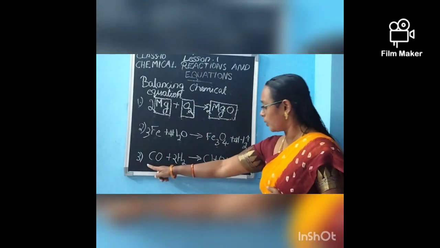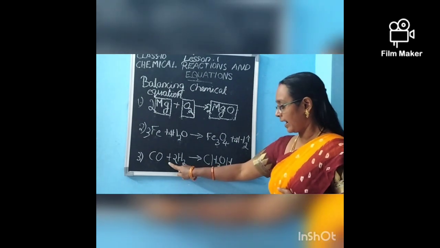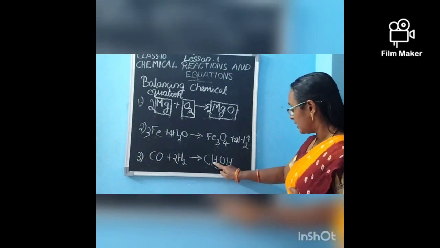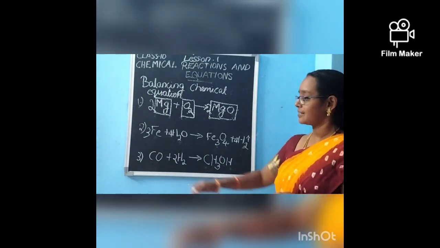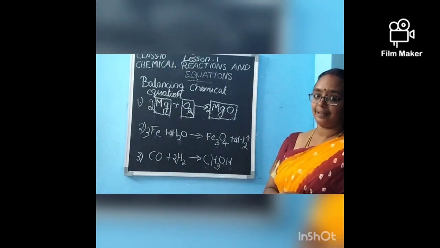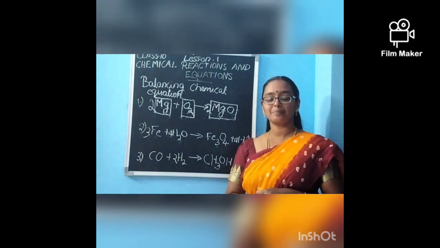So what happens? How many carbon now? 1, 1. Oxygen 1, 1. Hydrogen 2 into 2, 4. Here 3 plus 1, 4. Now the chemical reaction equation is balanced. This is how we have to balance the equation. Close it now.